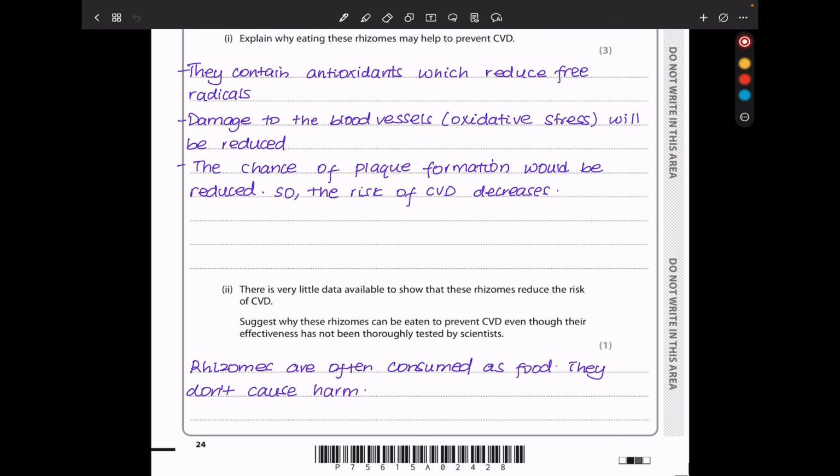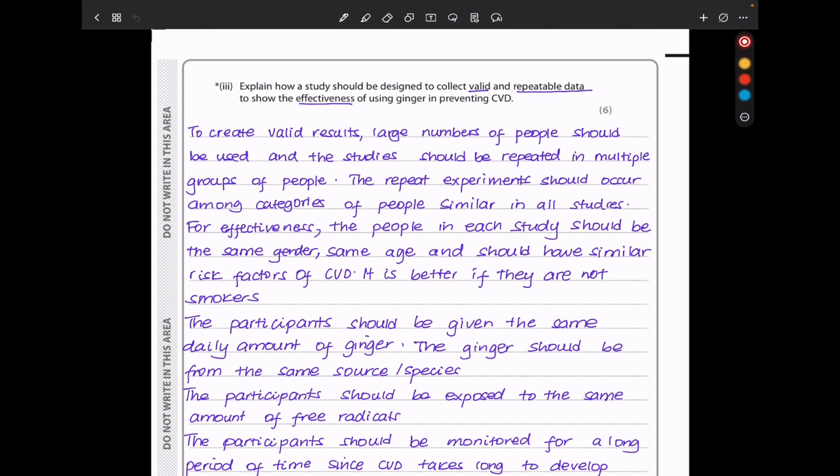Then they say there is very little data available to show that these rhizomes reduce the risk of CVD. Suggest why these rhizomes can be eaten to prevent CVD, even though their effectiveness has not been thoroughly tested by scientists. This is because the rhizomes are already food, already consumed by people, so they do not cause any harm. That's why people can still eat them, even without being tested. Explain how a study should be designed to collect valid and repeatable data to show the effectiveness of using ginger in preventing CVD. Here they should use large groups of people. These people should not have any CVD-related conditions, and so on.